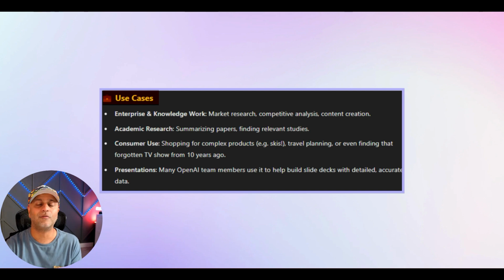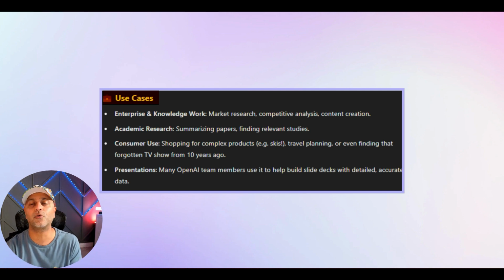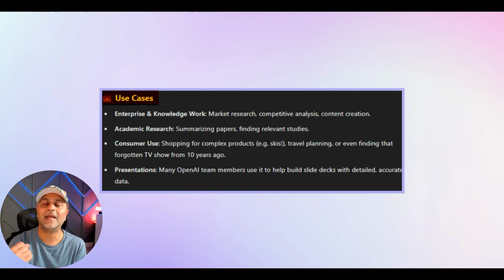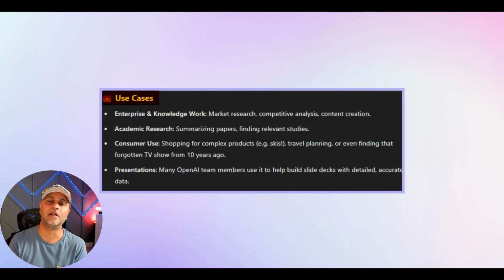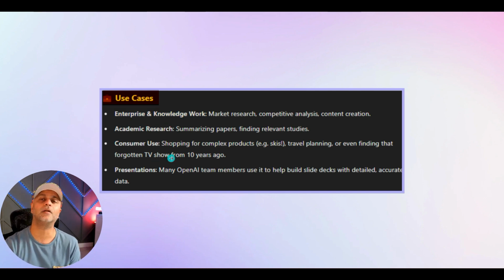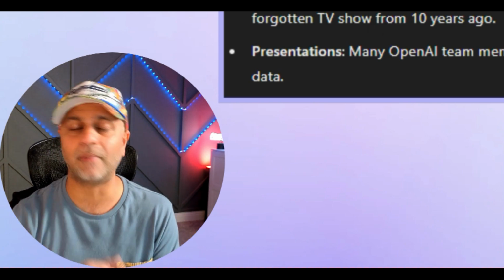Or maybe you want to remember a scene from a show, or vice versa. You remember a scene, but you don't know what show it's from. You can prompt whatever you know in your head and see if ChatGPT can answer that based on the very little data that you give it. The other two obvious examples are enterprise knowledge work. So trying to build presentations, doing competitive research, all of that can be done with deep research. Now, these are just some use cases. They are obviously limited by your imagination.